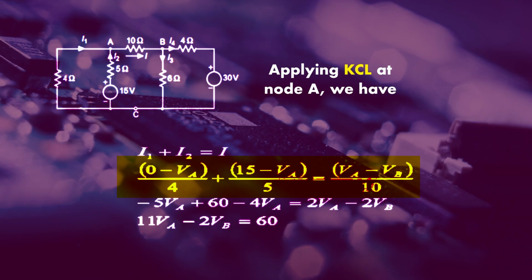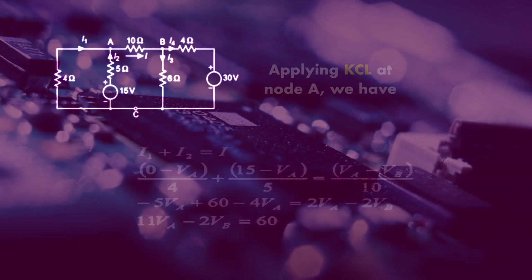Because current is flowing from node A to B, I can be written as (VA minus VB) upon 10. After solving this equation, we will get the final equation: 11 VA minus 2 VB is equal to 60. Now, because there is another node, you have to again apply the KCL at node B.